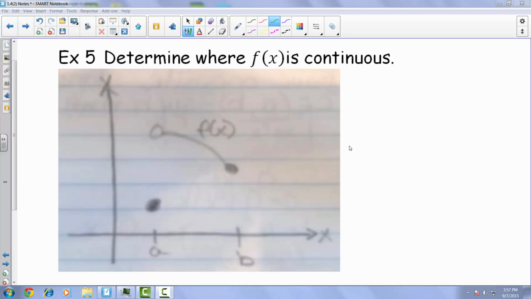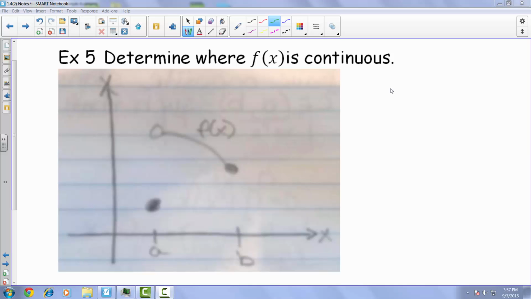Here we are at example 5 from our 1.4 number 2 set of notes. We're asked to determine where this function is continuous. And we notice that it's pretty vague with just an a and a b value. We don't even really have some y values. Here is that function, and we're just told, where is this thing continuous?